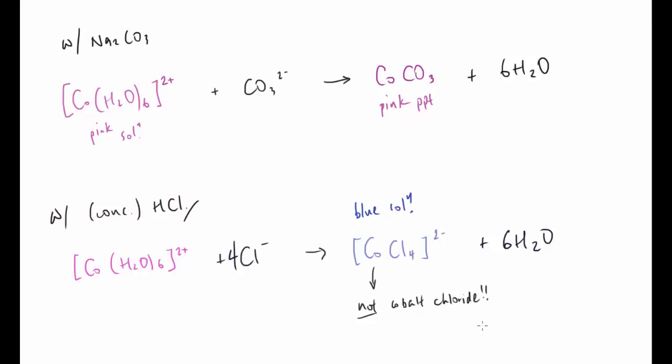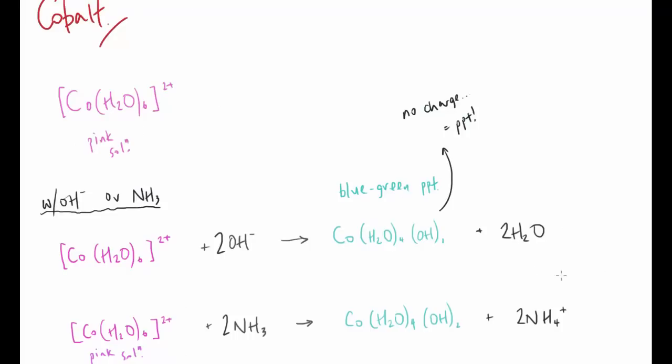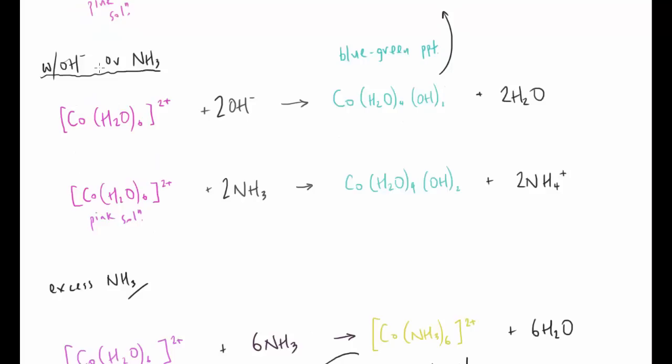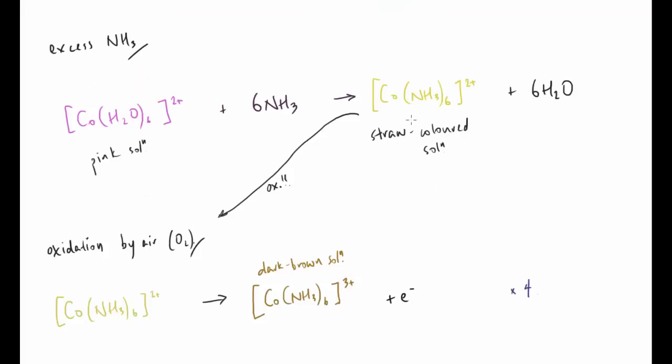Right, so plenty of theory there. We've started with, oh, off the page, like breaking the fourth wall. So cobalt there. Start with our pink solution. React it with OH minus and NH3. We get this blue-green precipitate here, this intermediate if you like. Excess NH3 ends up in complete substitution.